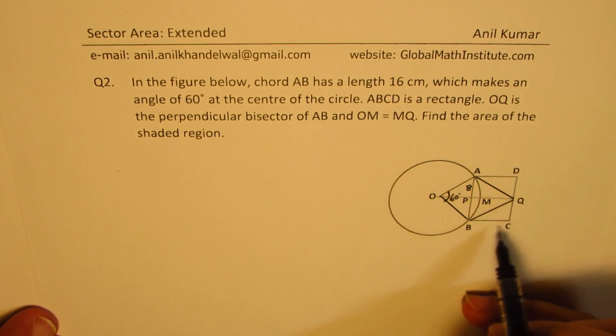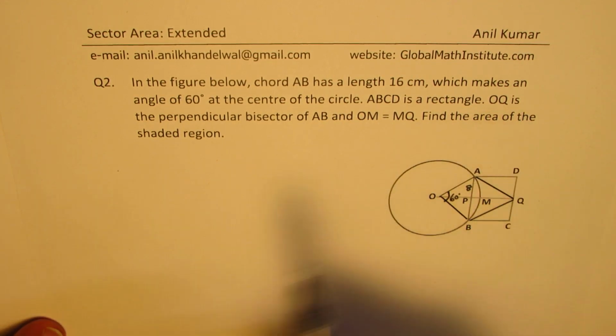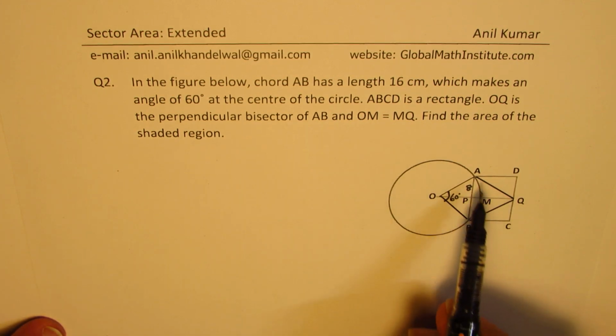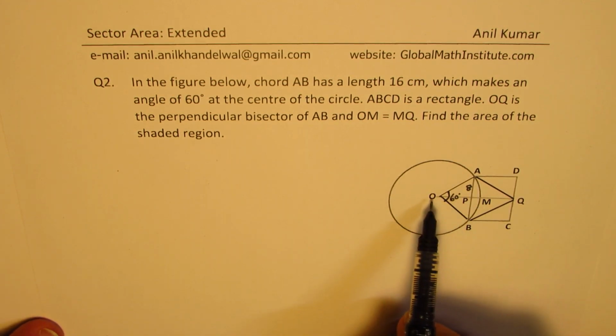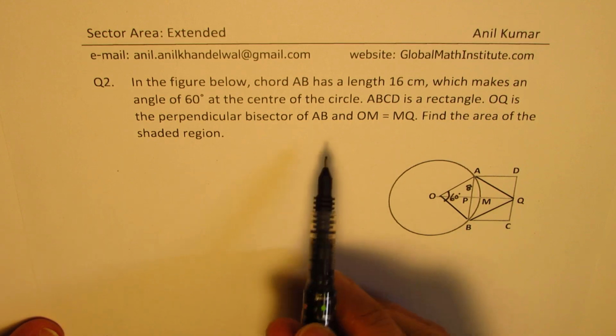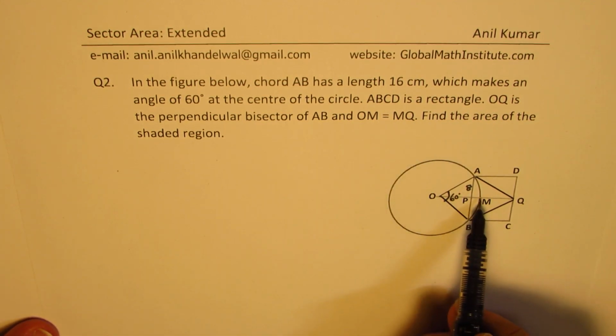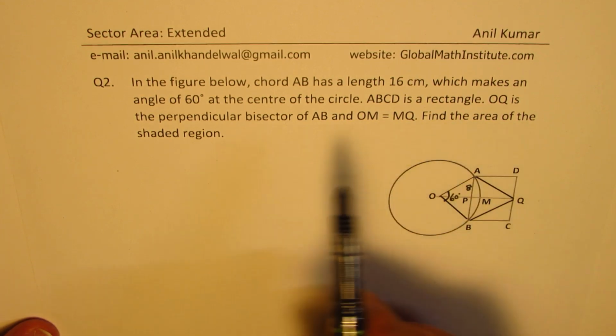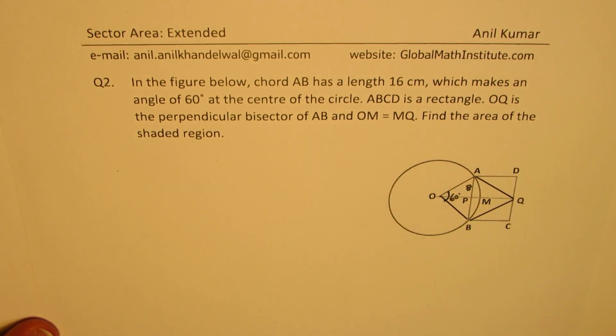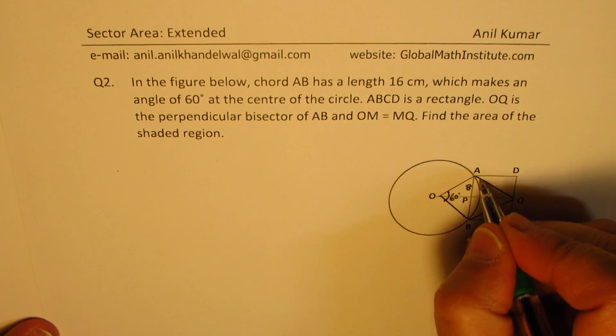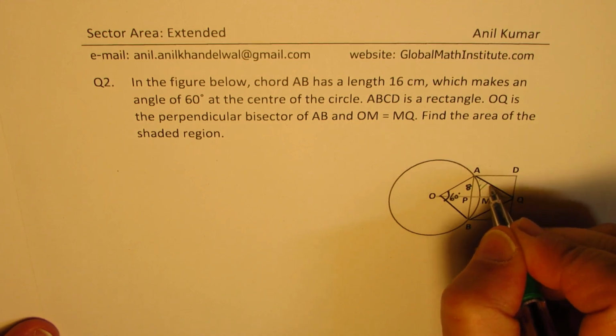ABCD is a rectangle. OQ is the perpendicular bisector of AB. So that is the perpendicular bisector, where OM equals MQ. So OM is MQ. Find the area of shaded region. So, okay, shaded region, I think we missed it here, but that's the shaded region.